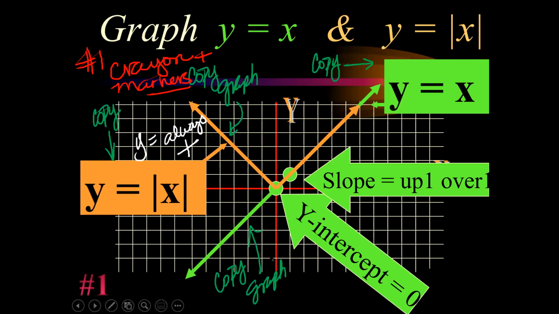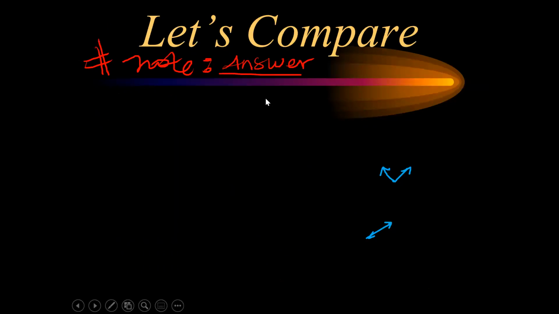Okay, so for number 1 of your graph, you need to go ahead and write down y equals x and y equals absolute value of x. So with y equals x, it's just simply a straight line. With y equals absolute value of x, it's in shape of a V. So make sure you pause the video and copy this part down for number 1. Okay, we're gonna move on to number 2.